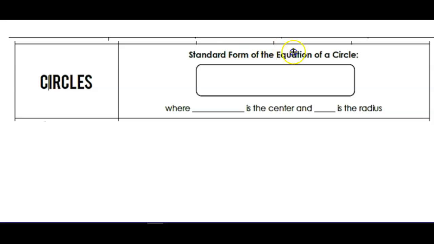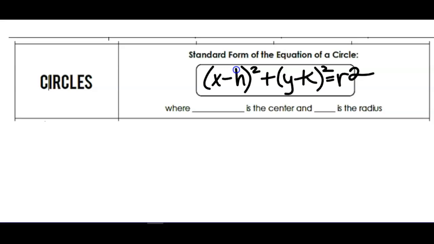The standard form of the equation of a circle that you learned way back when is (x minus h) squared plus (y minus k) squared equals the radius squared. Just so you remember, the radius is halfway across, where (h, k) is the center and r is the radius.